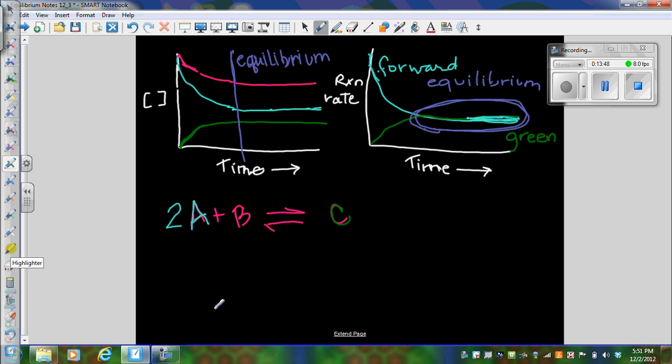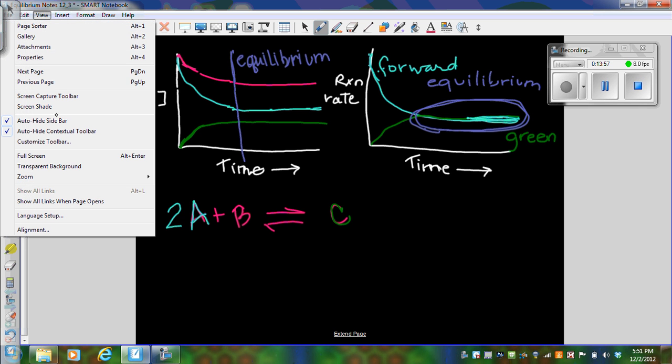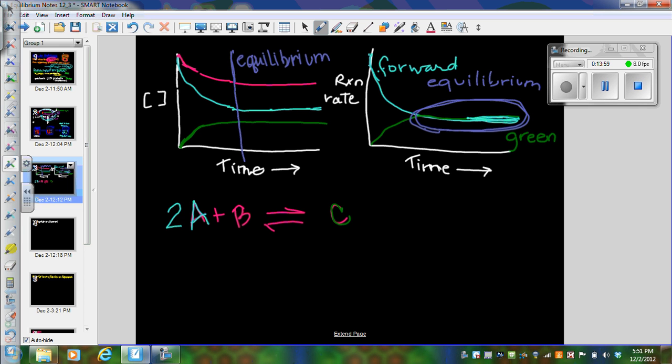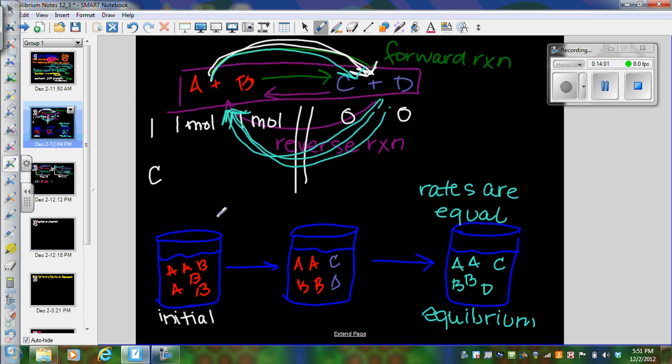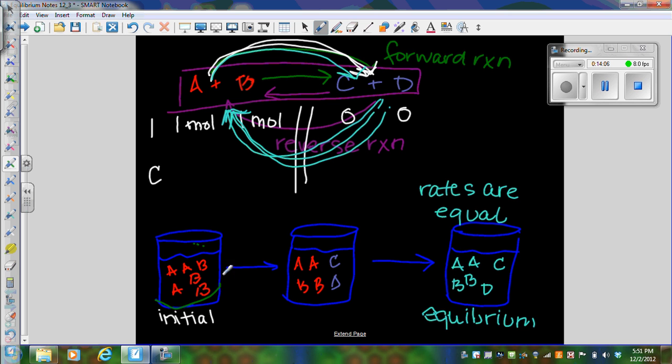Now, in terms of what we would actually see macroscopically, what we would see with our eyes, we wouldn't see anything. It would really be kind of boring. Microscopically, which would be Magic School Bus level, you would see that you had initial amounts of reactants. And then you would see the concentration of the reactants decreasing and the concentration of the products increasing.